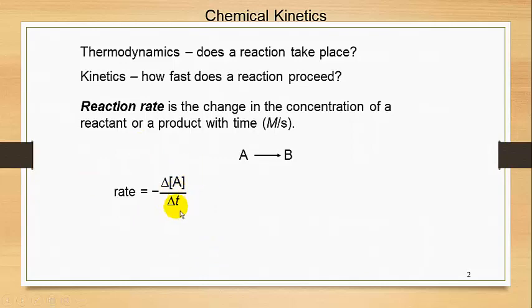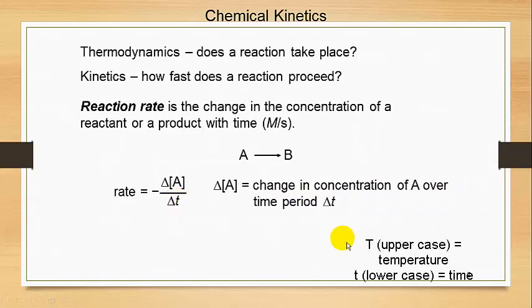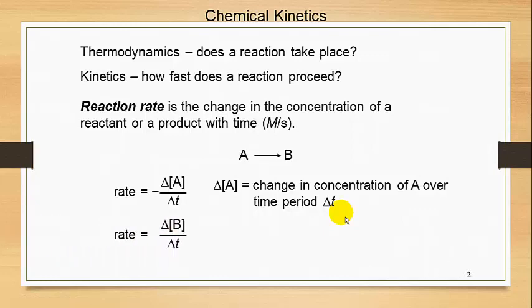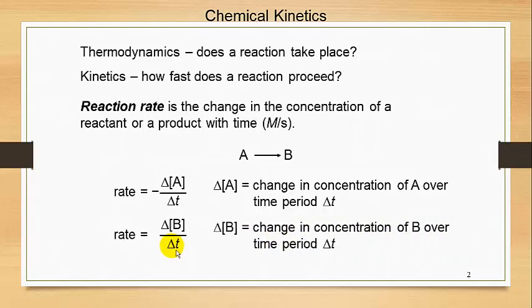Now this lowercase t is time, it's not temperature. Temperature is usually capital T. And so change in concentration of A over some time period, delta t, and while this reactant is decreasing, negative, the product B is going to increase in time, so we have a positive sign. And it really depends, again, like before, how many times we sample the reaction. Are we going to measure B over a long period of time, or are we going to measure B every second, or every 2 seconds, or every millisecond? So that gives us the rate.